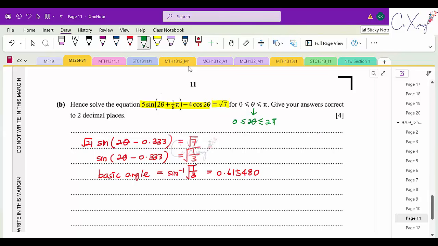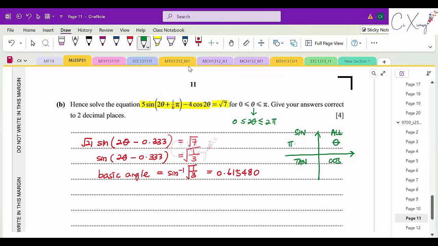Alright? And how can I get an answer from the different 4 quadrants here? Basically, it's like this. First quadrant, everything is positive. Second quadrant, sine is positive. Third quadrant, tangent. Then fourth quadrant is cos. To get the answer here, first quadrant answer is basic angle. And I put it as theta, basic angle.